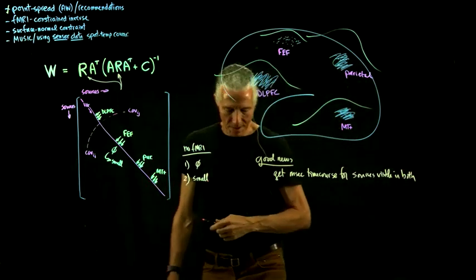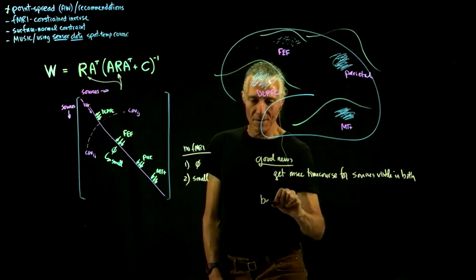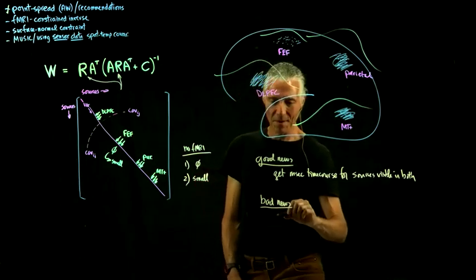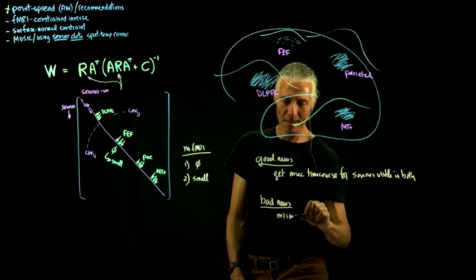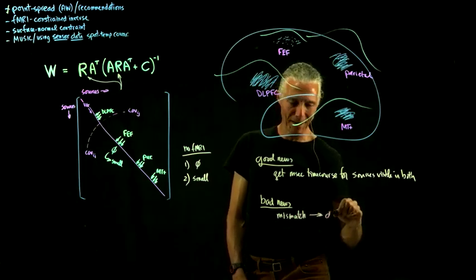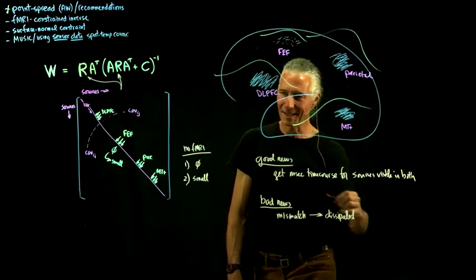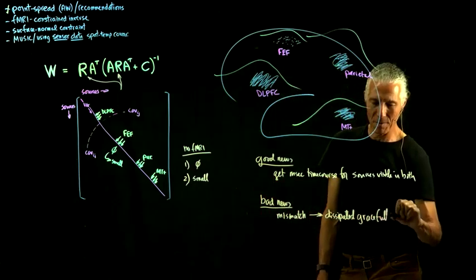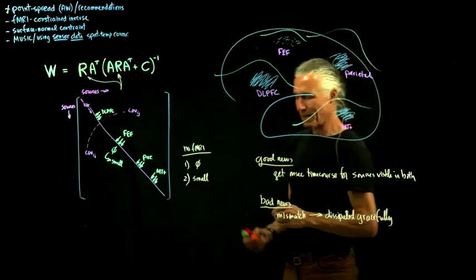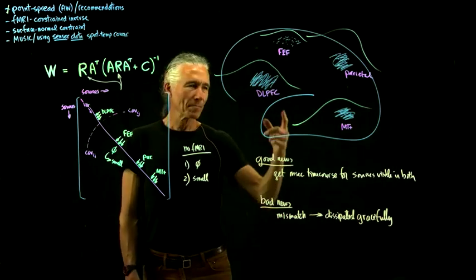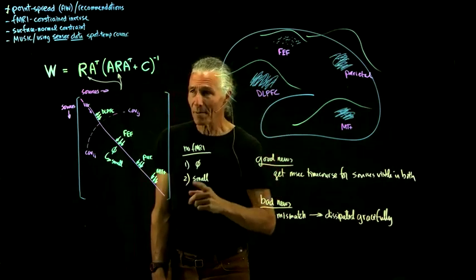So the bad news is mismatch gets dissipated gracefully. That's what we like to say, gracefully. So we dissipate anything that doesn't show up in both gracefully, without damaging the ones that we actually were able to localize.